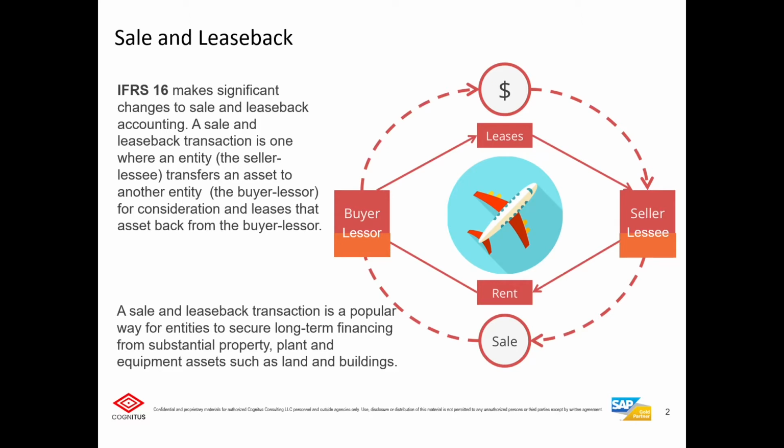A sales and leaseback transaction is a popular way for an entity to secure long-term financing from substantial property, plant, and equipment assets such as land and building. And now let's jump to the example.